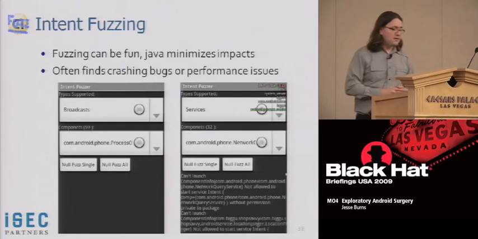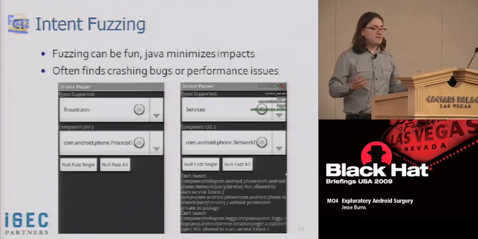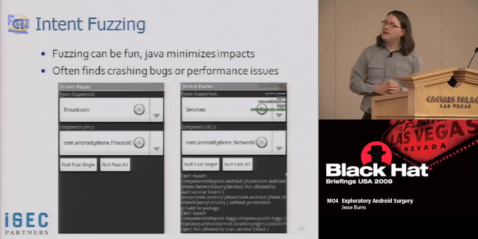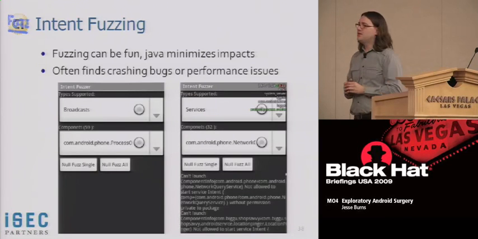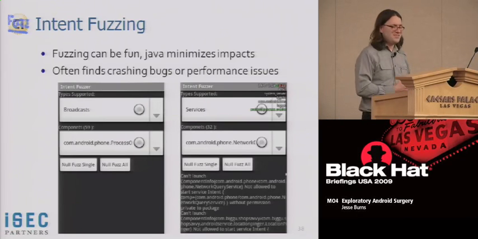Intent fuzzing. This is Ill Intent, a silly little intent fuzzer I wrote. Fuzzing can be a lot of fun, but actually Java minimizes the fun. It turns out that it often finds crashing bugs or performance issues. Not usually buffer overflows, the buffers aren't going to be overflowed on stuff that's written in Java.